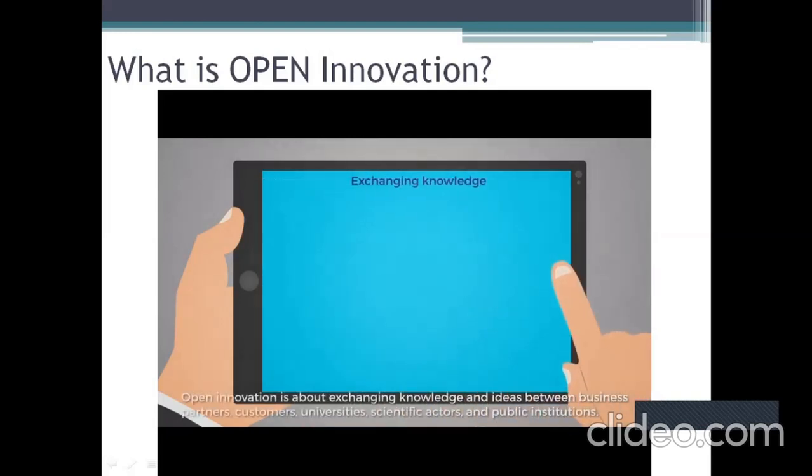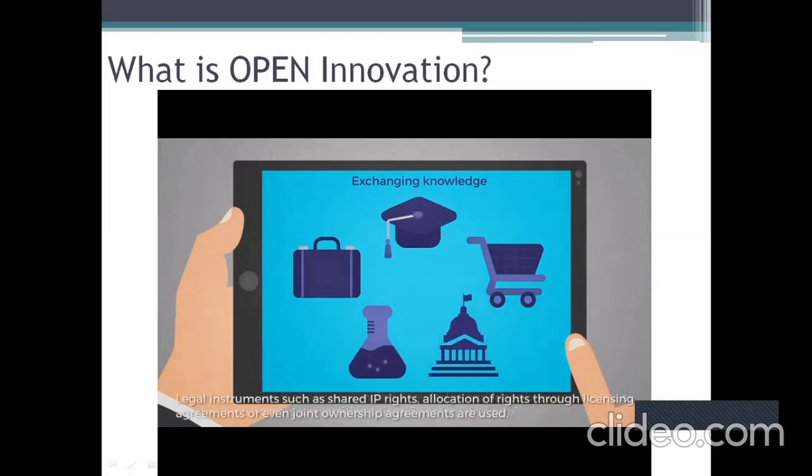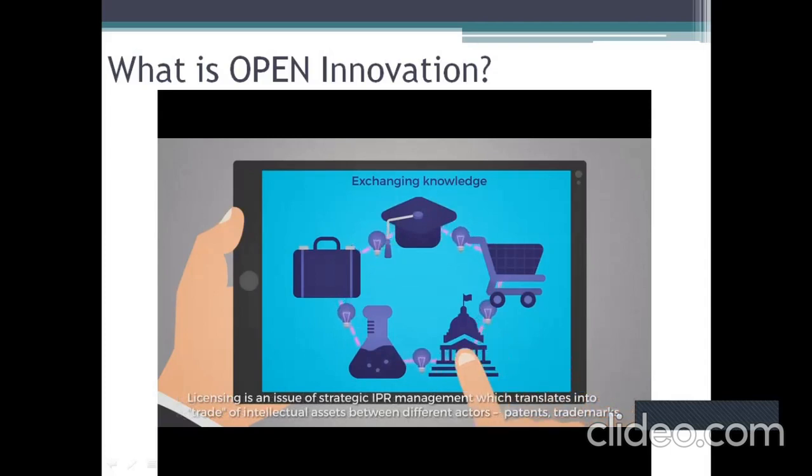Open innovation is about exchanging knowledge and ideas between business partners, customers, universities, scientific actors, and public institutions. Legal instruments such as shared IP rights, allocation of rights through licensing agreements, or even joint ownership agreements are used. Licensing is an issue of strategic IPR management, which translates into trade of intellectual assets between different actors, patents, trademarks.